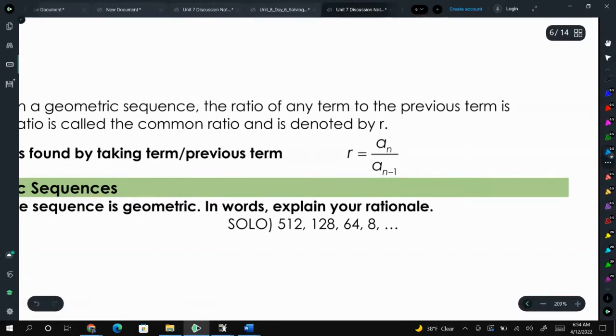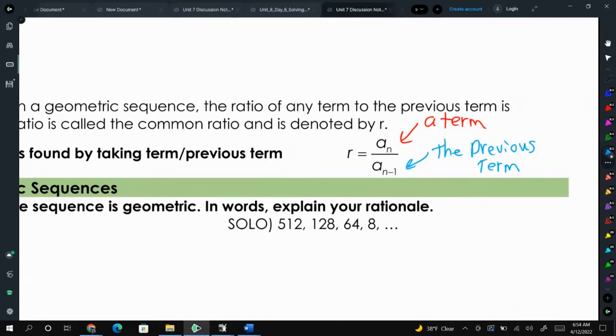We did this when we wrote equations of exponential equations. If we divide two adjacent terms, or two terms that are next to each other, that will give us the r value, or what we're multiplying by. And that's what this says right here. So we can take a term, and it doesn't matter which one, divided by the previous term. That will get us our rate. That's how we got our b value when we wrote equations.